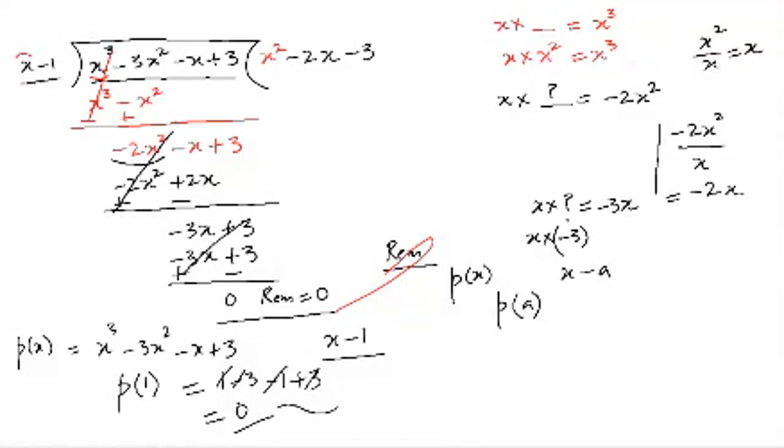And from this, students, I get one more judgment. Whenever my remainder is 0, my divisor, that is x minus 1, and my quotient, that is x square minus 2x minus 3, both must be the factors of the dividend. What is a dividend?